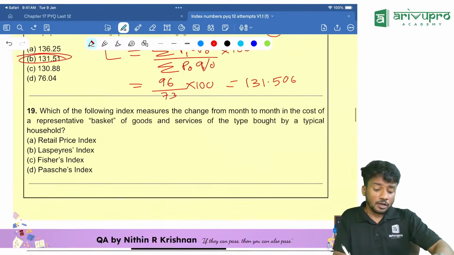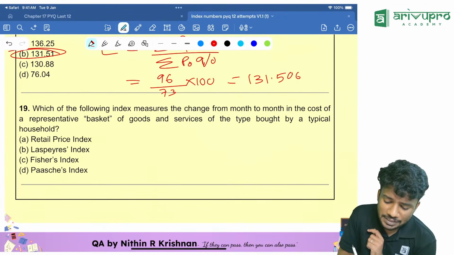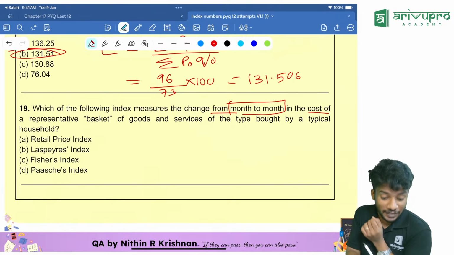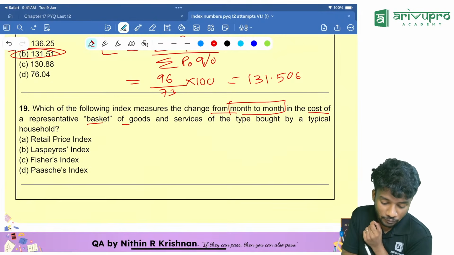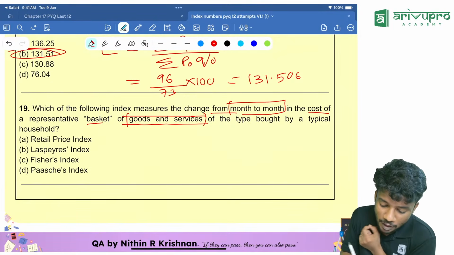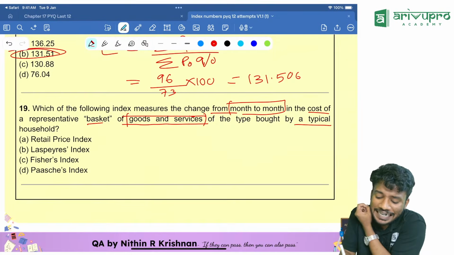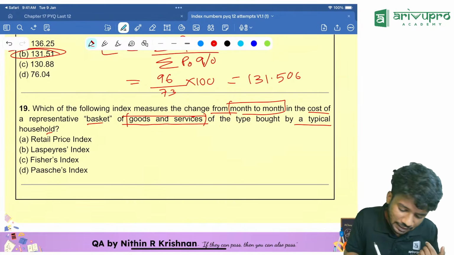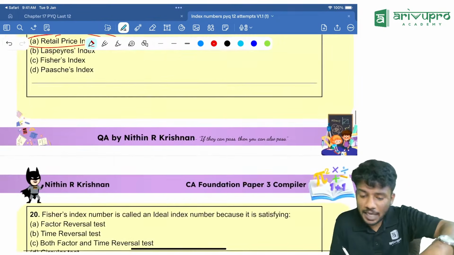Next question. Which of the following index number measures the change from month to month in the cost of a representative basket of goods and services of the type bought by a typical household? Retail price index is the answer.